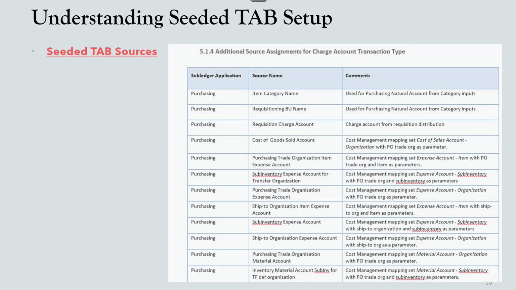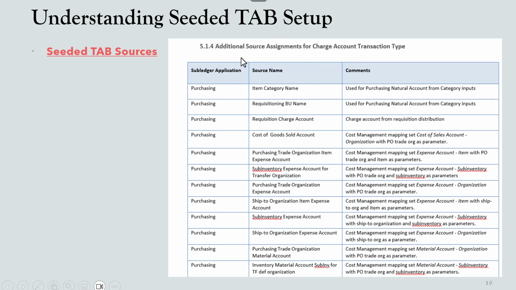Continuing the seeded sources for the charge account transaction type, subledger application Purchasing, source name Item Category Name, which you can use for Purchasing natural account from category inputs. Also the same for requisition business unit name, requisition charge account, cost of goods sold, and all of these. This is the subledger application, source name, comment. Again, these are the seeded or predefined sources that you can use to create the account rules setup, and again you cannot add or modify these sources.